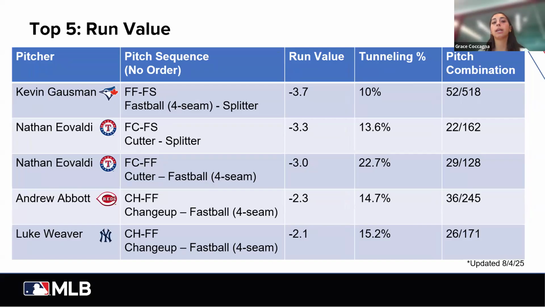Our next metric is the run value. I see a lot of familiar names on this leaderboard. I think that run value is a great metric to define the success in a pitcher, especially when it comes down to tunneling. Kevin Gossman is a very popular name, and I know that this pitch sequence is one that he uses quite often, but he has thrown this combination 518 times and he tunnels at about 10%, but he has a very good run value on this.